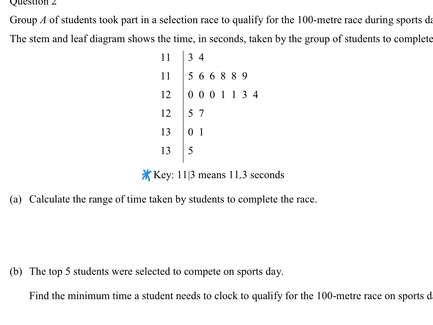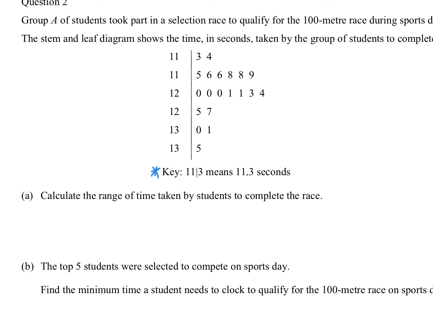Alright? So now first question, find the range of time taken by the students to complete the race. So we all know that range is equal to the largest value. In this case, is it 135? No, it's 13.5 seconds. Subtract away the smallest data value, which is 11.3 seconds, right? And this gives us 2.2 seconds.